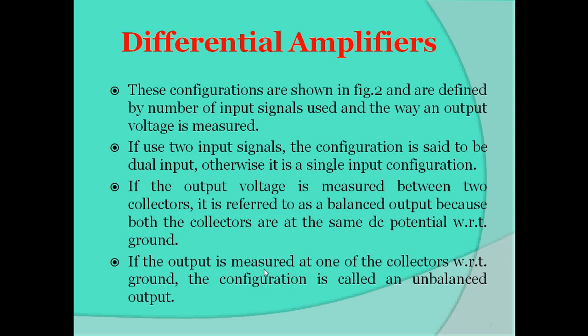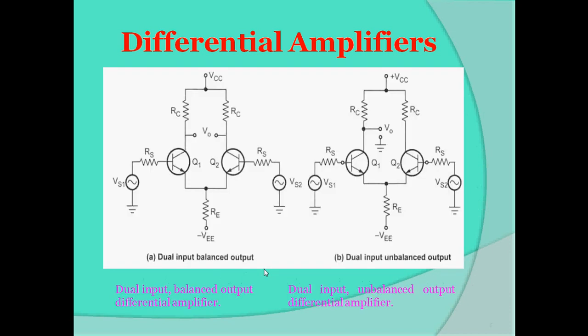And if the output is measured between two collectors, it is referred to as balanced output, because both the collectors are at the same DC potential with respect to ground. Otherwise, if the output is measured at one of the collectors with respect to ground, the configuration is called an unbalanced output configuration. So we will see the circuit diagram for the amplifiers.